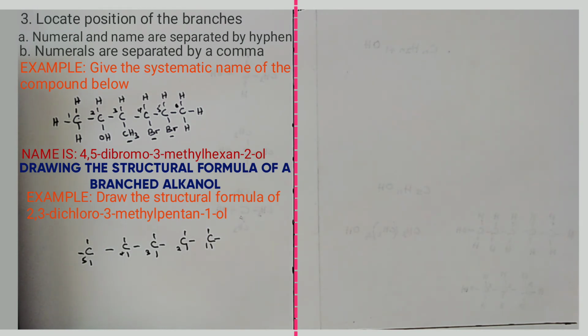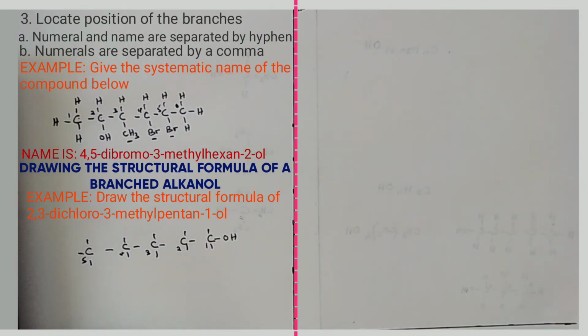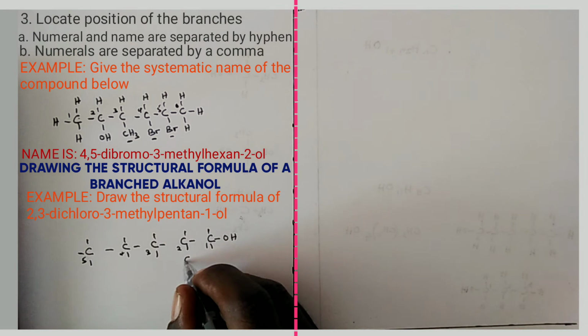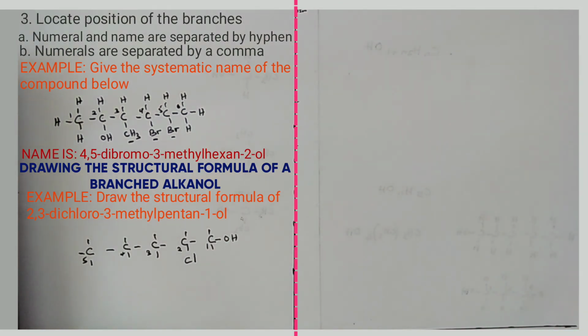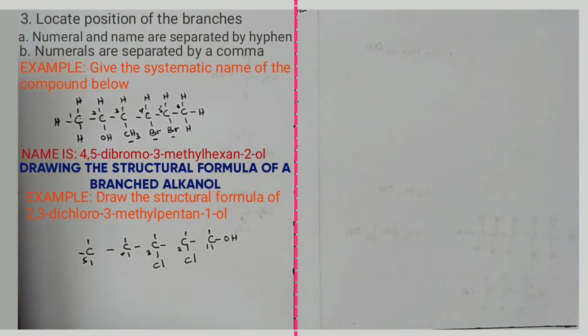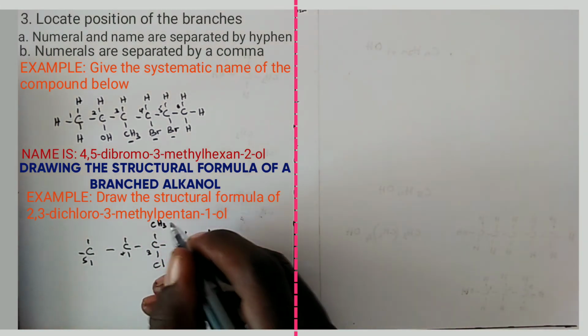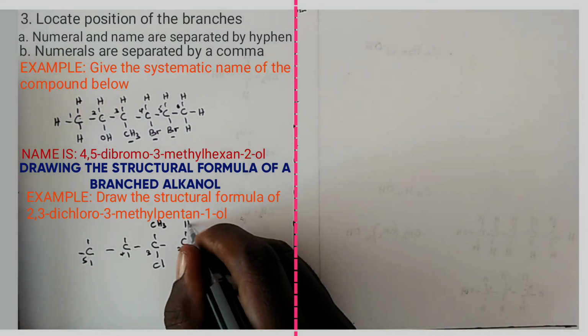Then I'm told pentan-1-ol. It means the OH is on carbon number 1, so I place here an OH. And I'm told 2,3-dichloro. So carbon number 2 has a chloro, Cl. Carbon number 3 has a chloro also. Then carbon number 3 has a methyl, so I put here CH3. Then the rest you place hydrogen atoms.